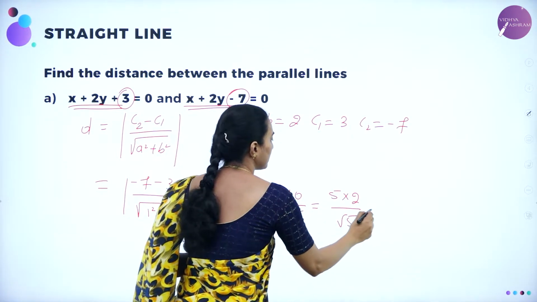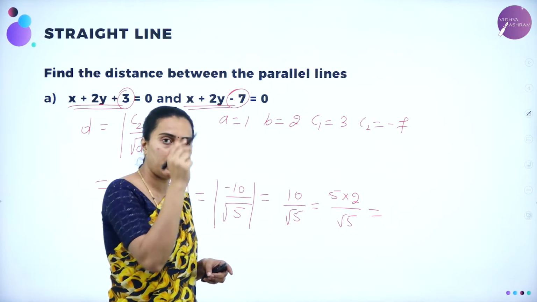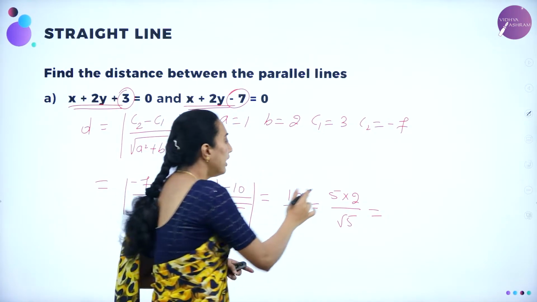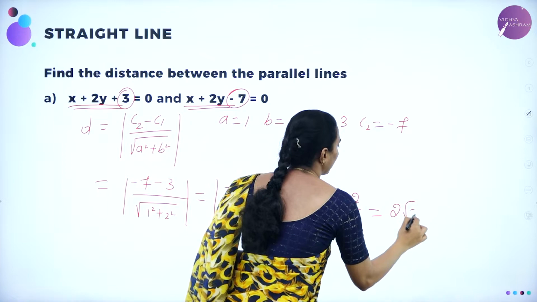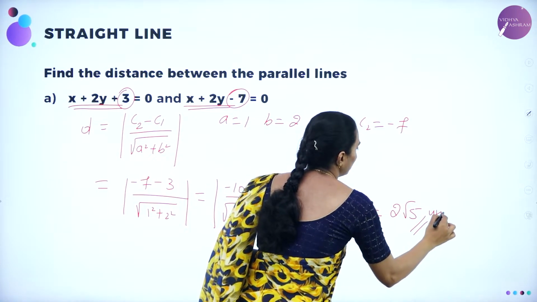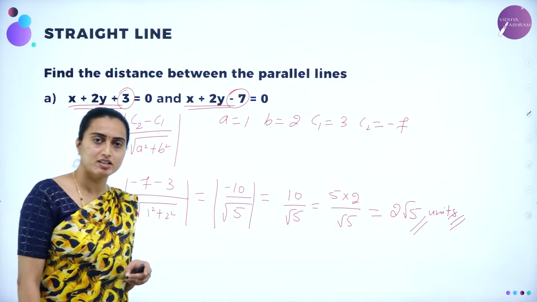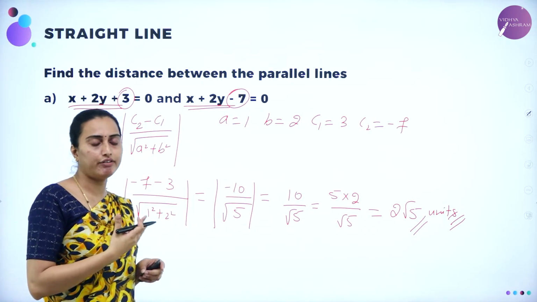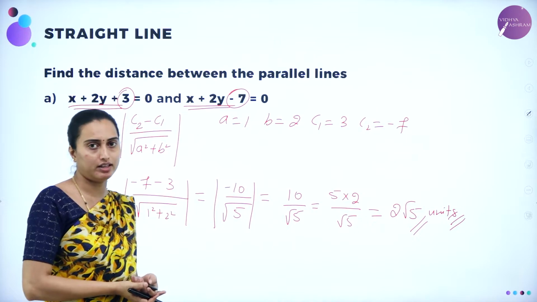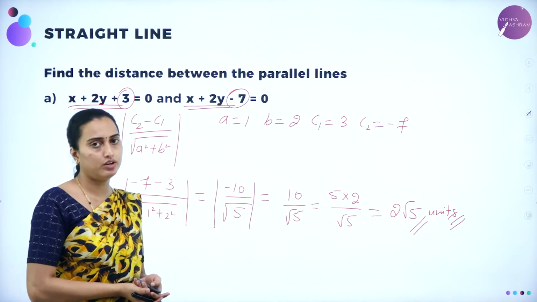Now you can write this 5 as root 5 into root 5. 1 root 5 will go. Remaining is 2 root 5. That is your answer. 2 root 5 units. Understood? Any doubt in this? By using the formula directly, we are finding the distance between those two parallel lines. Okay? We'll move on to the next question.